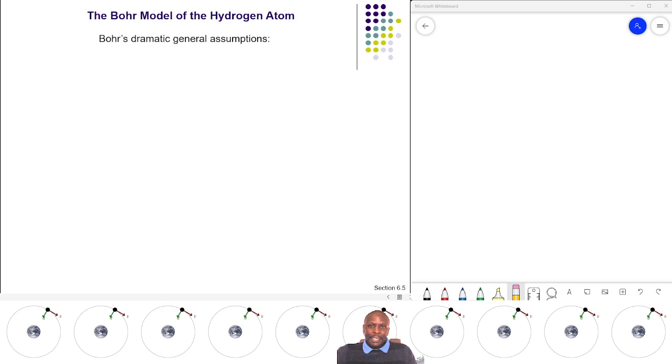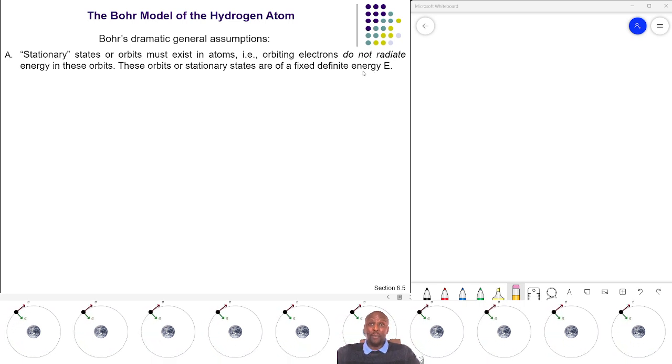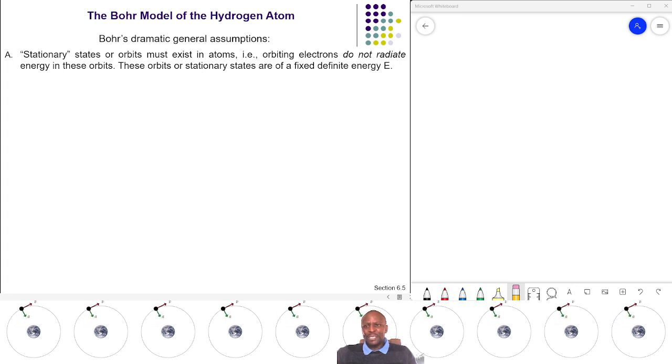So now the Bohr general assumptions are as follows. Number one, stationary states or orbits must exist in atoms. Orbiting electrons do not radiate energy in these orbits. These orbits or stationary states are of a fixed, definite energy E. For an example, if they radiate energy, of course they will lose energy, and we will find the electron crashing to the nucleus, and that is based on the classical theory. But the Bohr assumption is the fact that in the stationary state, those electrons are not radiating any energy.